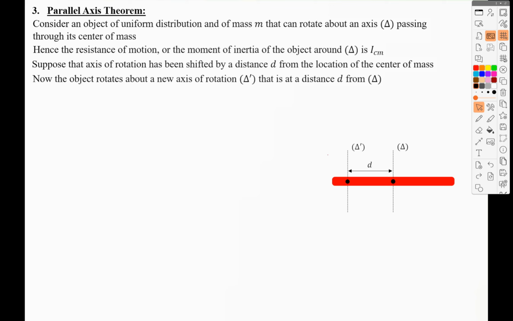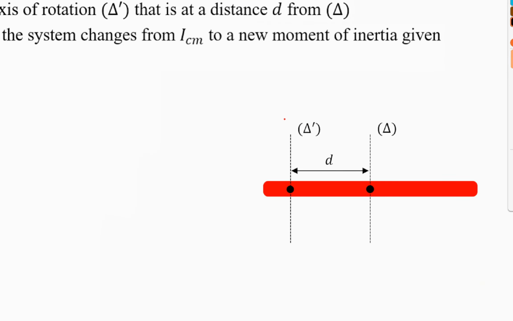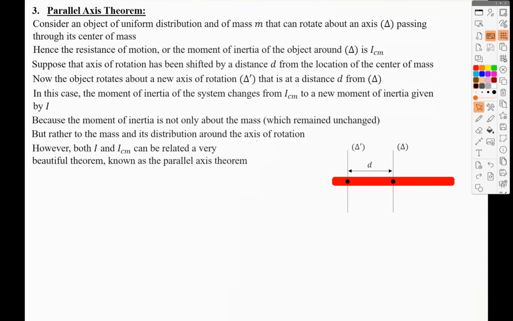Now the object rotates about a new axis of rotation delta prime that is a distance d from delta. In this case the moment of inertia of the system changes from ICM to a new moment of inertia given by I, because we said previously that the moment of inertia depends on two factors: the mass distribution and the axis of rotation. Which means that along this axis it would be I, and along this axis it would be ICM, and how these two are interconnected we will see, because the moment of inertia is not only about the mass, which remained unchanged, but rather the mass and its distribution around the axis of rotation.